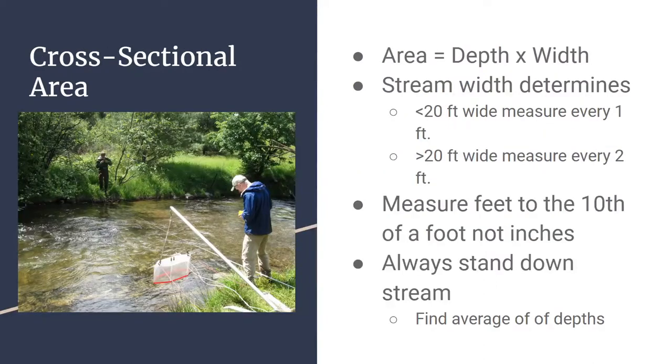So the cross-sectional area is the area equals the depth times the width. So we got the width by measuring across. Now we got to figure out the depth. The stream width determines how often you measure: if it's less than 20 feet wide, you measure every 1 foot across it. If it's greater than 20 feet, you measure every 2 feet. So again, they're trying not to bog you down with a bunch of data. You measure to the nearest tenth of a foot, not inches again. So it's in tenths, not twelfths.